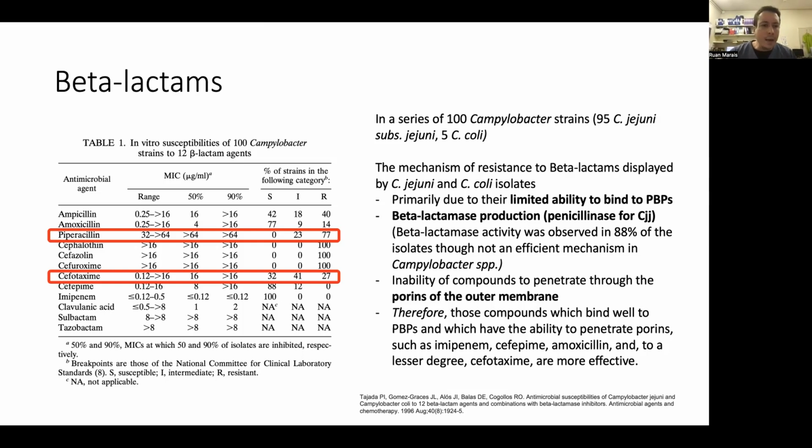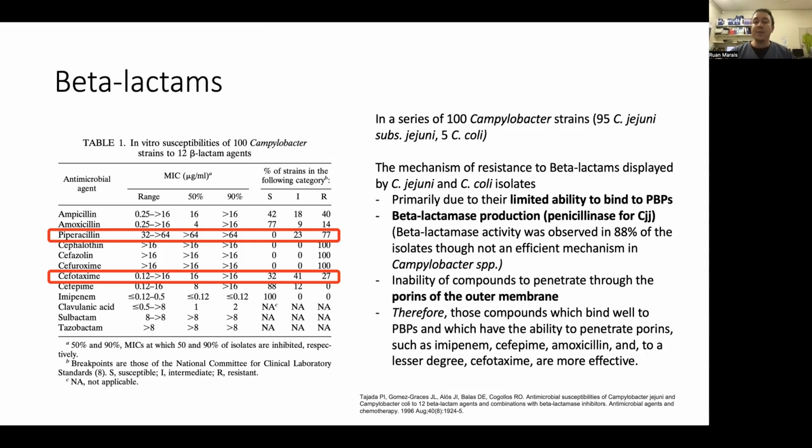infection. And piperacillin actually, in terms of 100 isolates that were assessed, 0 were sensitive, with 77% being resistant and 23 being intermediate. And cefotaxime, not the best susceptibility profile. This was predominantly in jejuni.